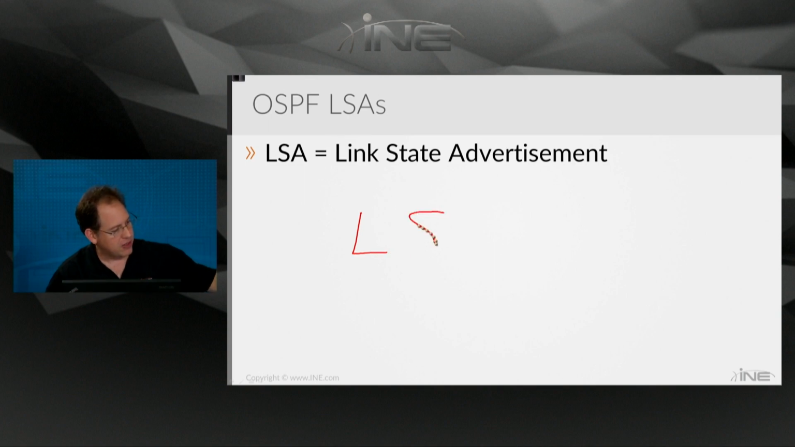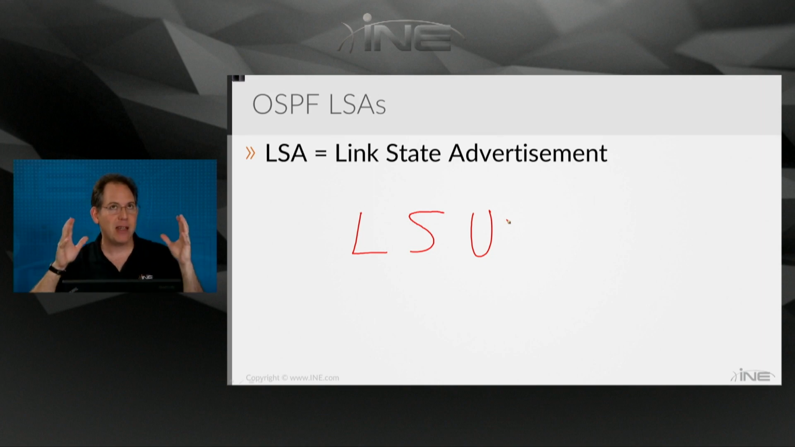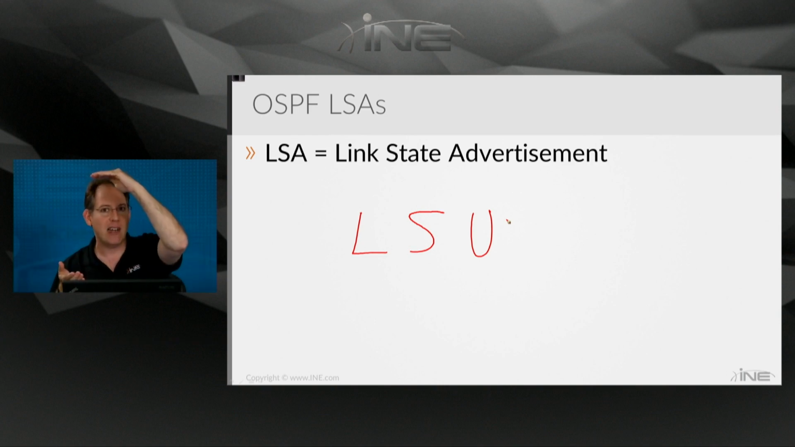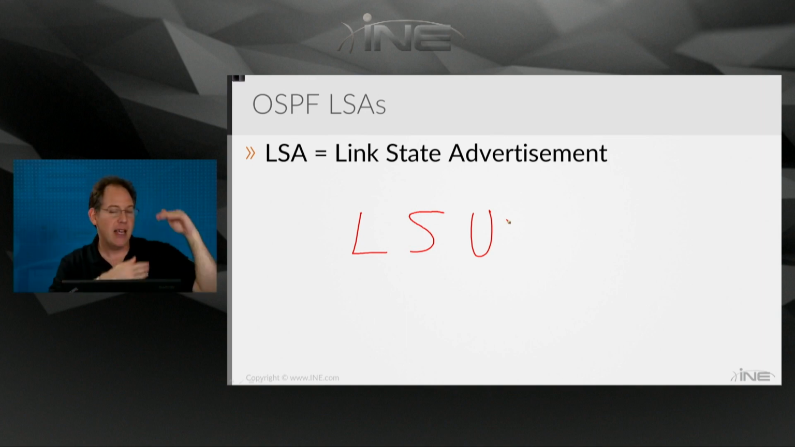LSU, which stands for link state update. And within that link state update packet, I will pack in there one or more link state advertisements. So an LSU packet, think of that as being like, in EIGRP terminology, an EIGRP update. An EIGRP update contains one or more networks inside of it, one or more prefixes that update is carrying. Similarly, an OSPF link state update contains one or more LSAs inside of it.